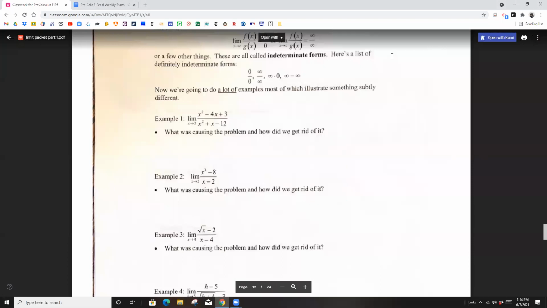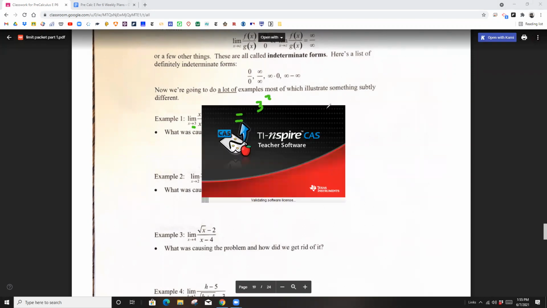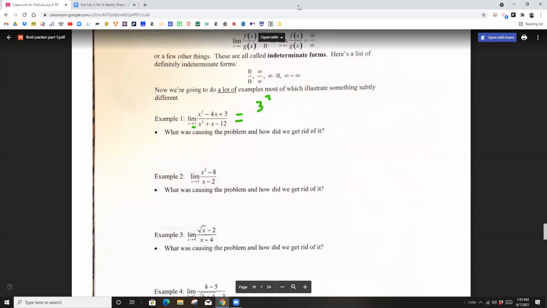All right, so we do direct substitution. We plug in 3 for x. What happens? We get 3 squared minus 4 times 3 plus 3 over 3 squared plus 3 minus 12. So we get 3 squared is 9, minus 12 is negative 3, plus 3 is 0. And then 3 squared plus 3 is 12, minus 12 is 0. So we get 0 over 0, that's indeterminate.